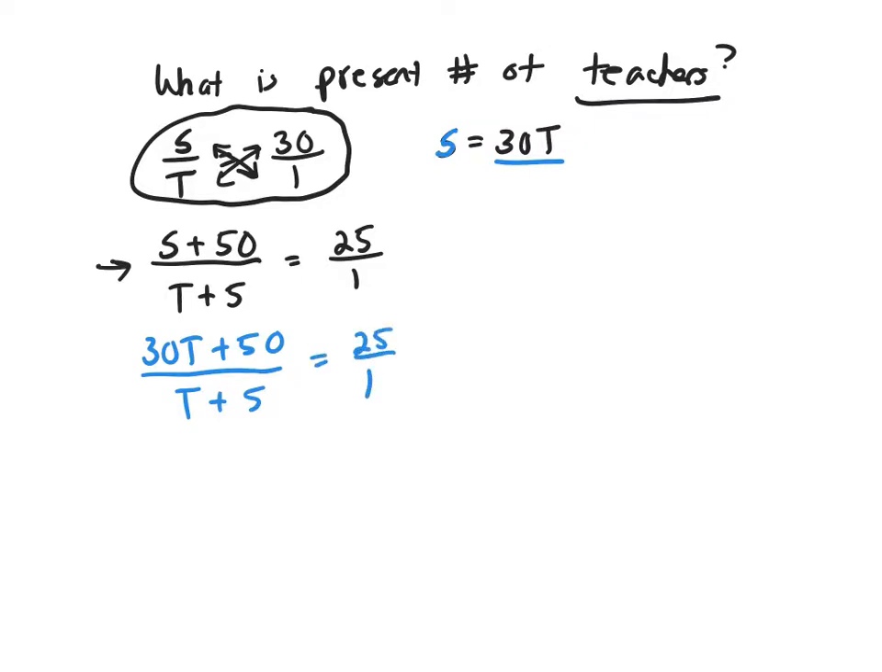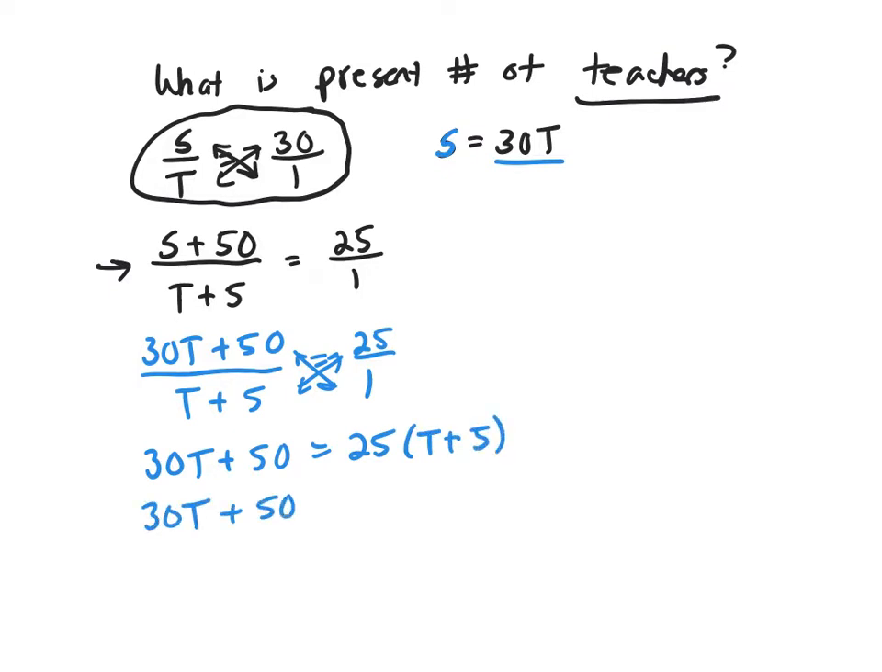Now we only have one variable in our equation, and we can cross multiply again, and that gives me 30T plus 50 equals 25 times T plus 5. And that's 30T plus 50 equals 25T plus 125.